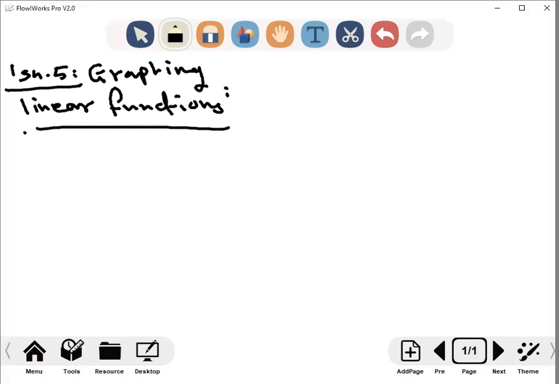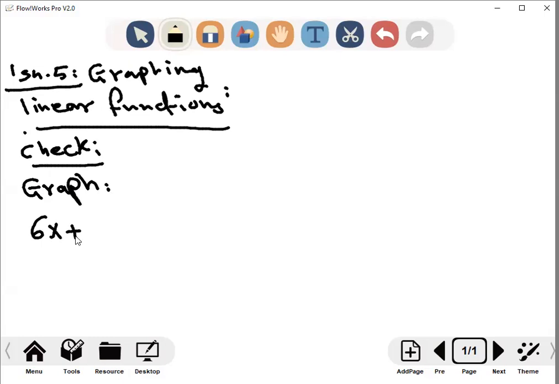Okay. Now let's go to the check. We have a check after example 1. Graph 6x plus 2y equals 10 using what? Here the question wants you to use the table. But in my exams, I will say graph the following function. You will use table, you will use intercepts. It's up to you, okay? So let's follow the book and we'll use the table.